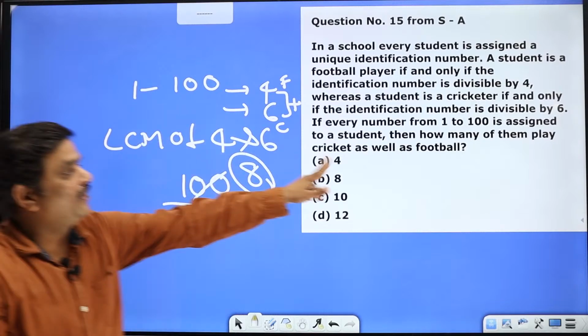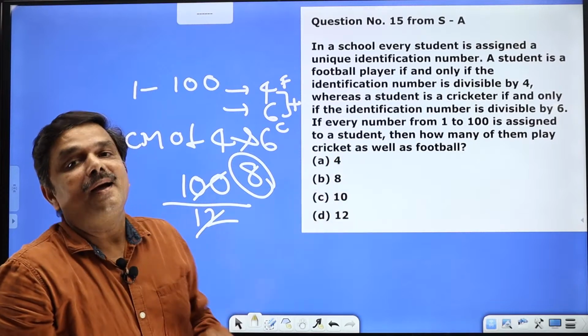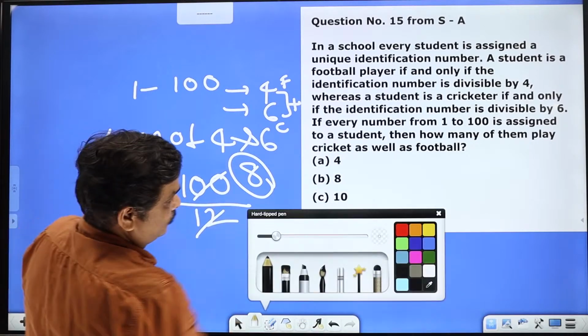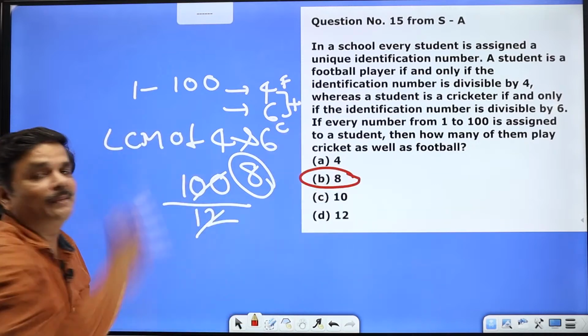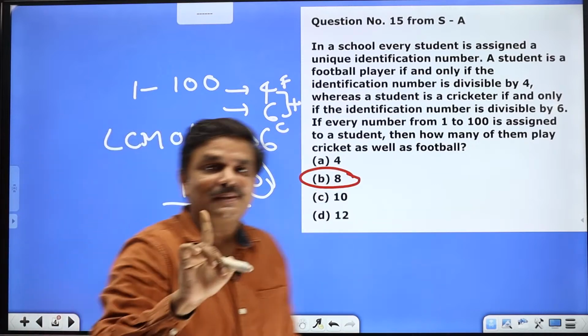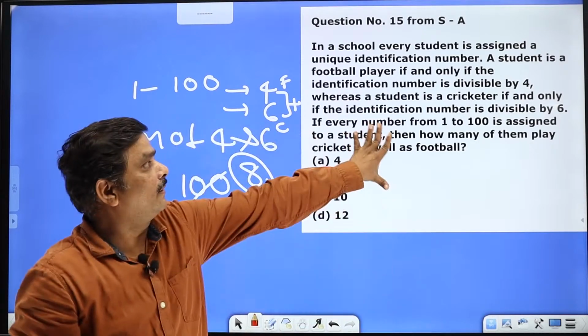What is the question here? How many of them play cricket as well as football? My answer is 8. How simple this one is, students. It has become simple to you only after knowing the concept.